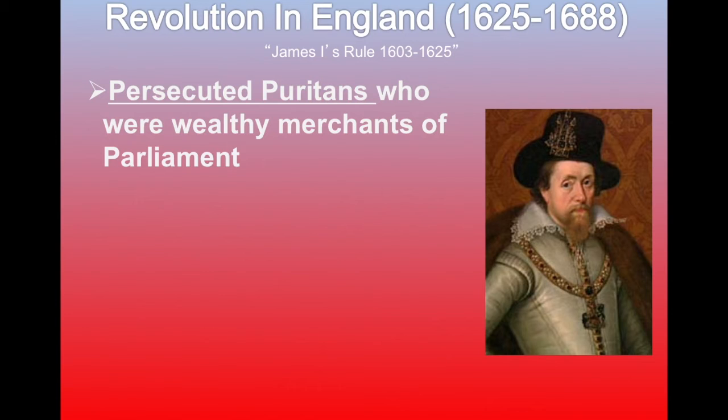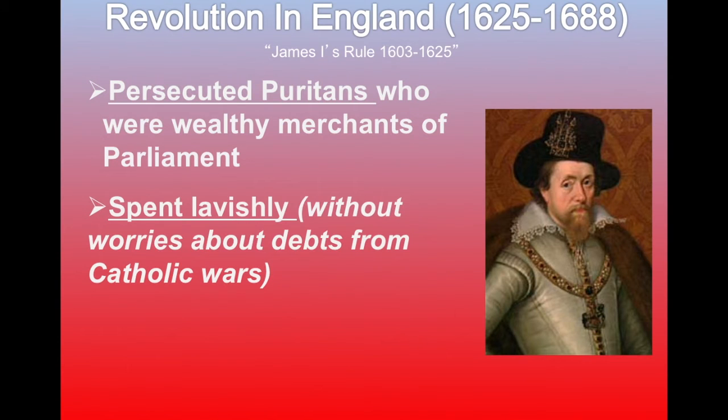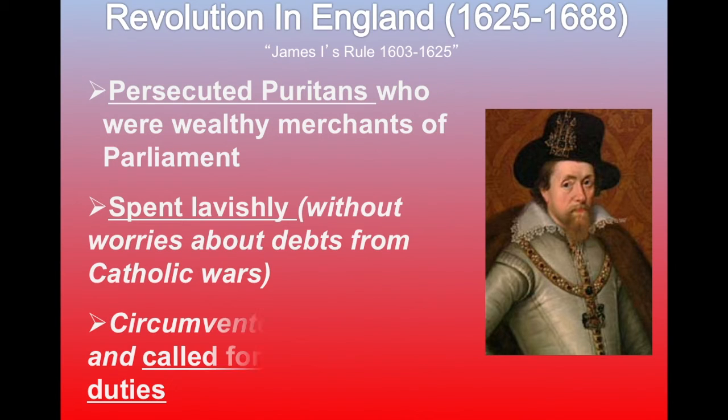And he actually has the 1611 King James Bible compiled, translated into English, because he wants total authority over any dissenters to his power. He's going to spend very lavishly, which means he's going to spend without any type of recourse or thought to how much he's spending. So without worries about debts from the Catholic Wars, he's just going to spend a lot.